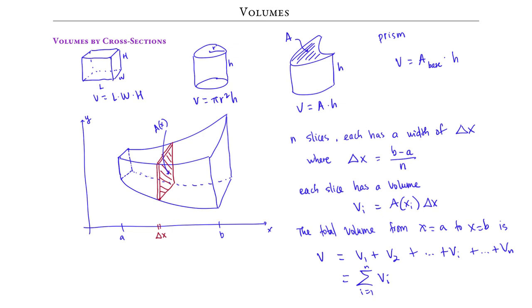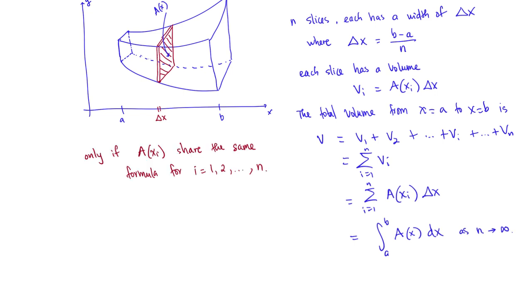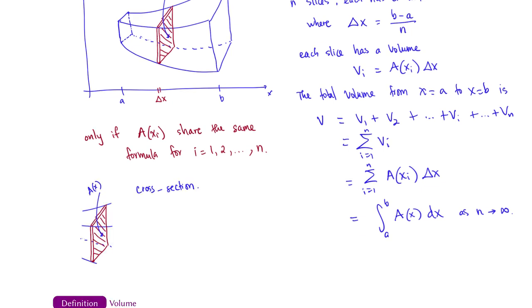But each of the volumes V sub i is computed by the product of the area of the base times the thickness. But we recognize that as n goes to infinity, this is the definition of the definite integral, since it is the Riemann sum. So the volume is the integral from a to b of A of x dx. But it's only true if the A sub x_i share the same formula for all i.